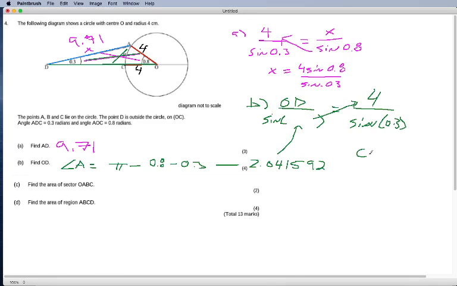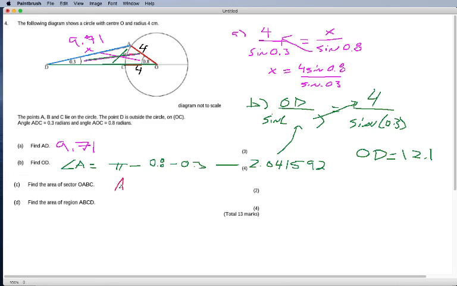So in this case, my OD is 12.1. Next, find the area of sector OABC. So that's, if I were going to color this, I'll just quickly color it so we can see. It's this sector here. All right. I'm just going to take that off so we can see.